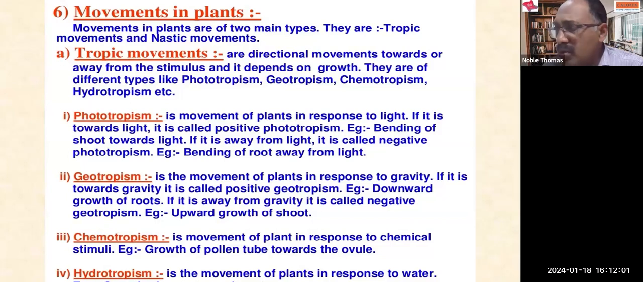During this last PB1, there was a question related to this topic. That is to draw a diagram and show positive and negative geotropism. Many students have done it very well. It was a very simple diagram: draw a potted plant lying horizontally, with its roots bending towards the soil and the shoot bending away from the soil, or upward. That will be good enough.